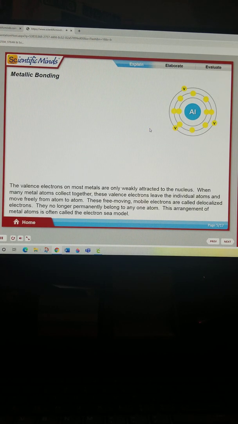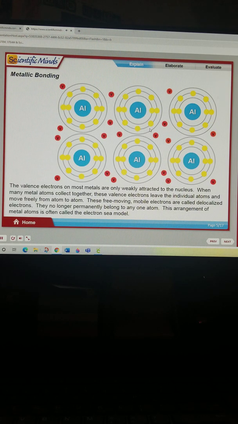The valence electrons on most metals are only weakly attracted to the nucleus. When many metal atoms collect together, these valence electrons leave the individual atoms and move freely from atom to atom. These free-moving mobile electrons are called delocalized electrons. They no longer permanently belong to any one atom. This arrangement of metal atoms is often called the electron sea model.